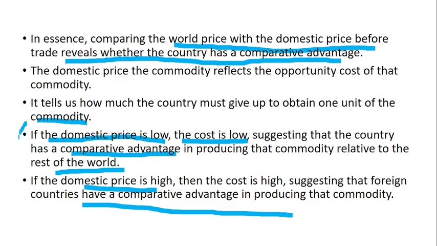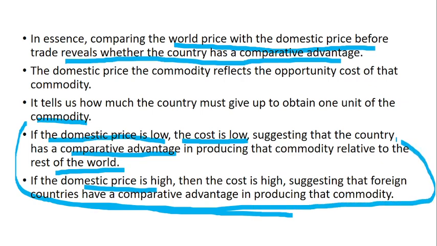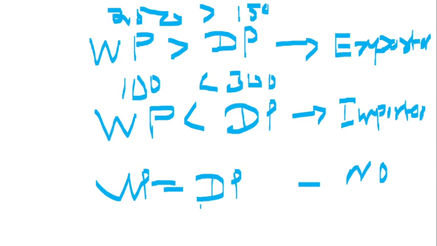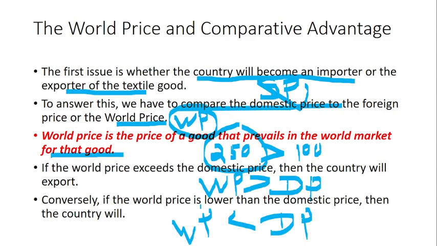Okay, so these two sentences are very important. If domestic price is low, then the cost is low. That means the country has comparative advantage. If domestic price is high, then the cost is high. That means foreign countries have comparative advantage, and the country which we consider has no comparative advantage. So this is a basic difference. Simply speaking, to explain Indian foreign trade, we need to answer this question.